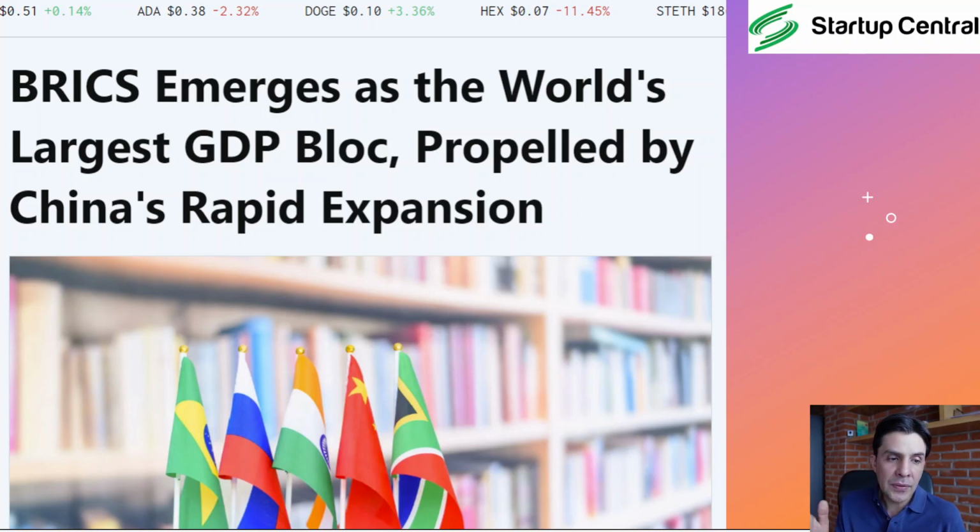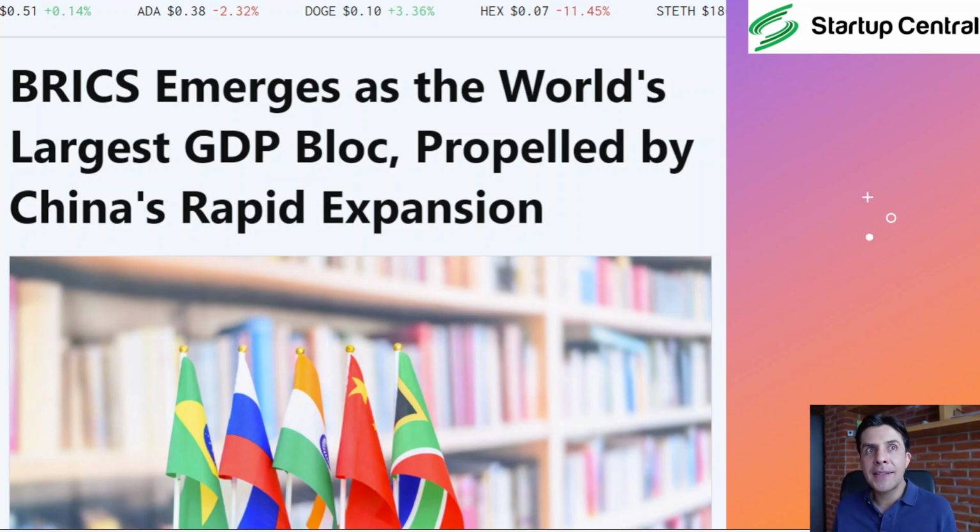Next piece of news, BRICS emerges as the world's largest GDP, so gross domestic product, bloc, propelled by China's rapid expansion. So compared with the G7, which is the Western countries that traditionally were the strongest financially countries in the world, now the BRICS is the strongest one. So no longer are the Western countries, which include, if I remember well, the US, Canada, the UK, France, Germany, Italy, and I think I'm missing one other country. They have been replaced by the BRICS as the strongest bloc.